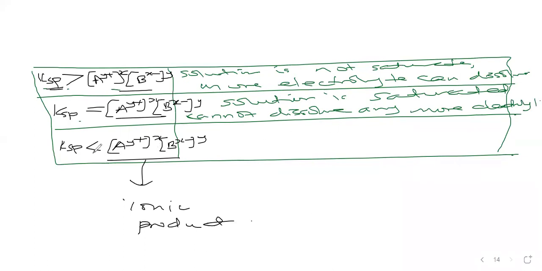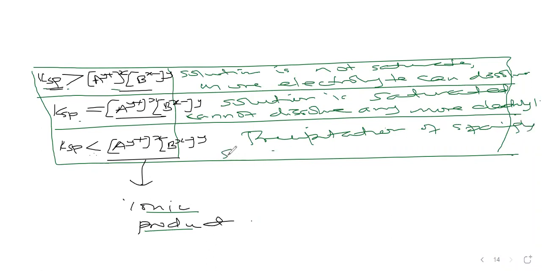When KSP is less than ionic product, or when ionic product is greater than KSP, that is the condition where precipitation occurs. Precipitation of the sparingly soluble compound occurs.